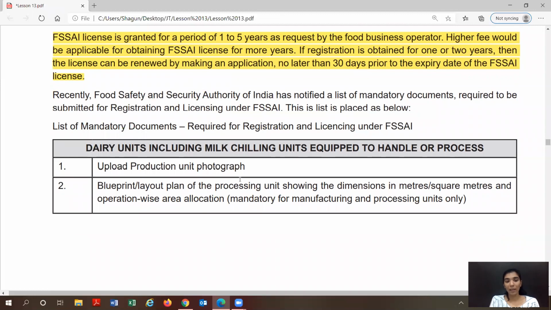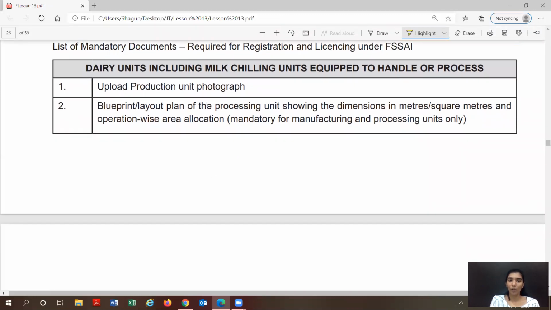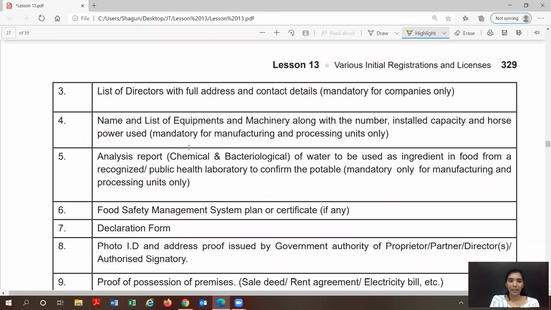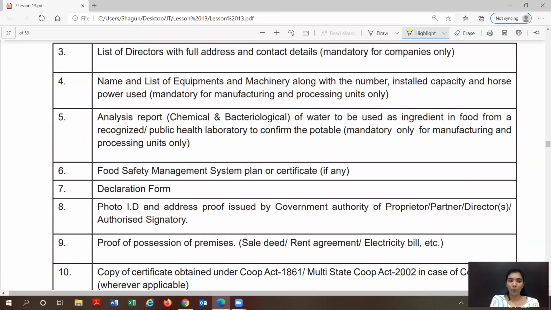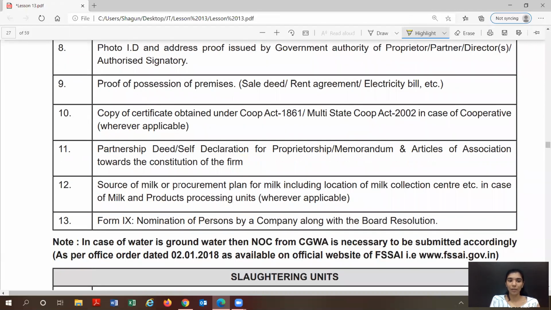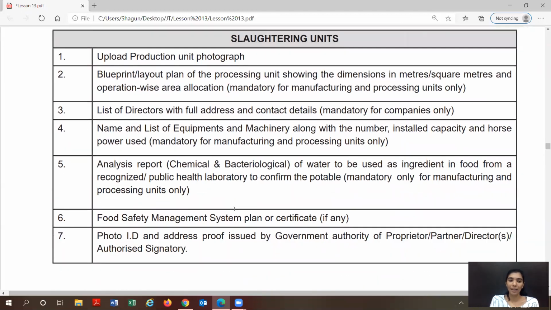Now they have explained here the various different kinds of food business lines, and what documents they have to submit to apply for FSSAI registration. तो अगर डेयरी का बिजनेस है तो you have to upload a picture, और जहाँ पे आप काम कर रहे हो आपका ब्लूप्रिंट, आपका प्लान क्या होगा, डायरेक्टर्स के नाम, आप क्या इक्विपमेंट्स यूज कर रहे हो, फोटो आईडी प्रूफ, proof of possession of the premises, partnership deed, source of milk, nomination person. ये सब you can just read through. Most of the points are common in this, and the rest will be industry specific.